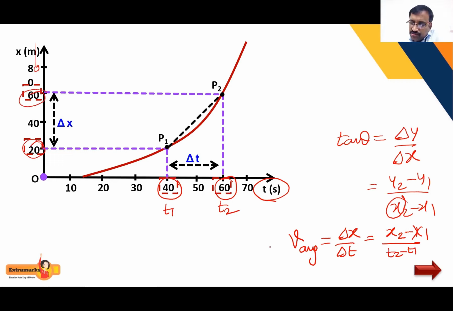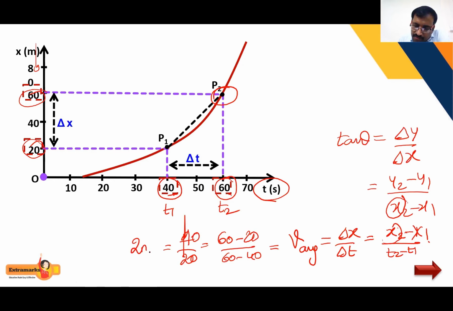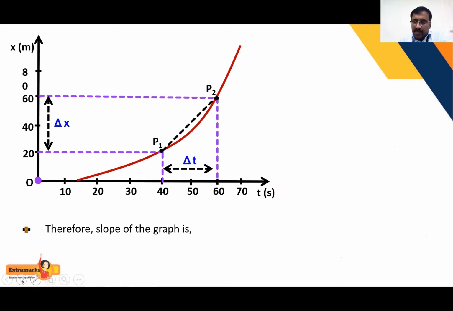Now change in displacement is, you see, final position. Final position means at final time, that is P2. P2 is 60 minus initial position at 40, which is 20, so 60 minus 20 by 40 to 60, so 60 minus 40. So obviously this is 40 by 20. That means 2 meter per second. That's it. It was explained.